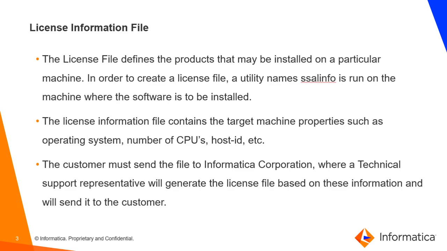License information file. The license information file defines the products that may be installed on a particular machine. In order to create a license file, a utility named SSA LI info is run on the machine where the software is to be installed. The license information file contains the target machine properties such as operating system, number of CPUs, host ID, etc. The customer must send the file to the Informatica Corporation shipping team, and they'll process the IDS CLNS file and provide the license key to the customer.